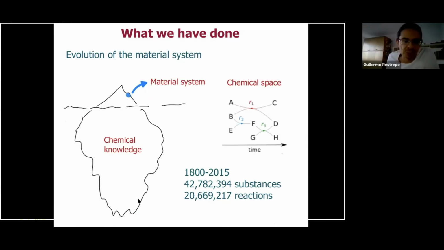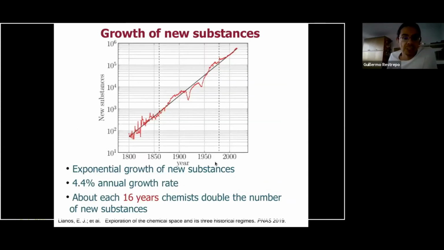This is the idea of the evolution of chemical knowledge, and this is what we have done: just this small part, the tip of the iceberg, is the evolution of the material system. I'm going to go directly to the point: we take the chemical space as the collection of substances which have been reported in the literature and connected by chemical reactions. We studied the period between 1800 and 2015. This was the number of substances we used, and this was the number of reactions we considered.